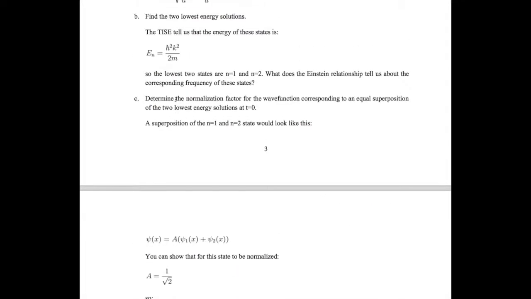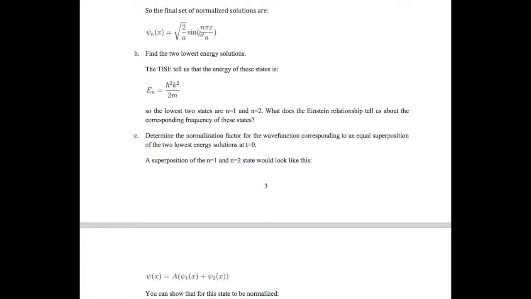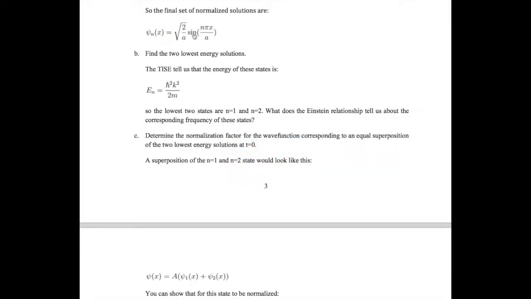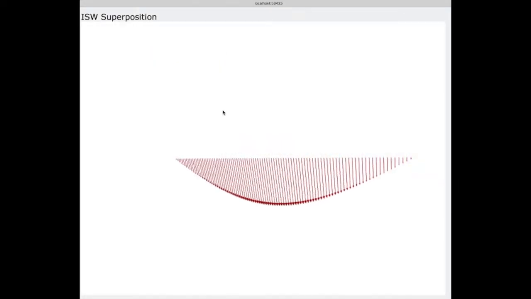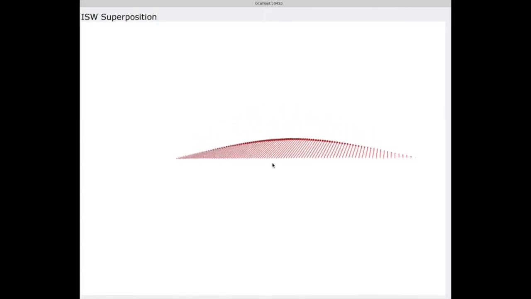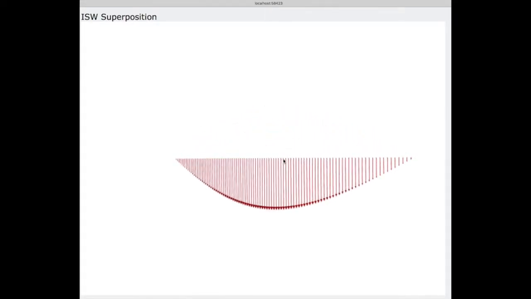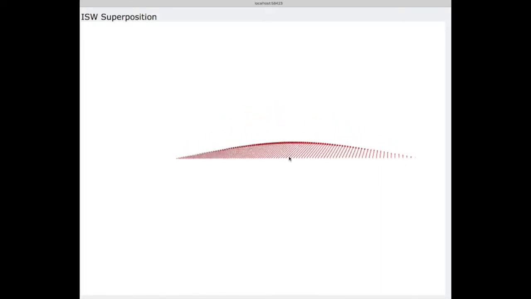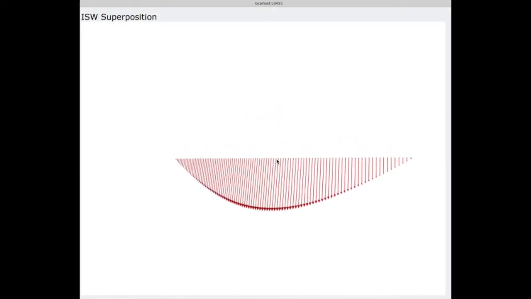Phi 1 of x is the sine. Here, I'll go back here and remind you of what that looks like. It's the sine of 1 times pi x over a. So when x is equal to a, it's the sine of pi. So it goes to 0 at the right-hand side. Of course, it's 0 at the left because the sine function is 0 at the left. But you'll notice the whole thing is spinning. The frequency of the spin is determined by the Einstein relation. It's determined by the energy of the state. Now, the n equals 2 state is very similar.